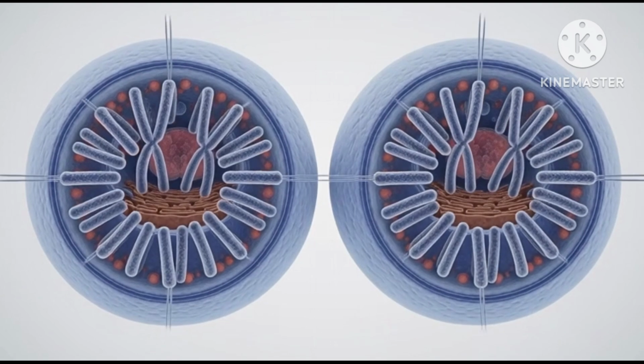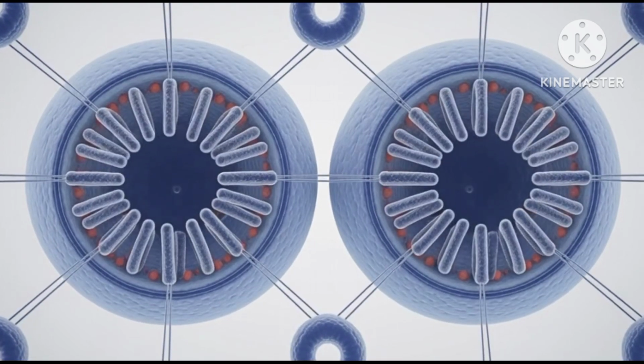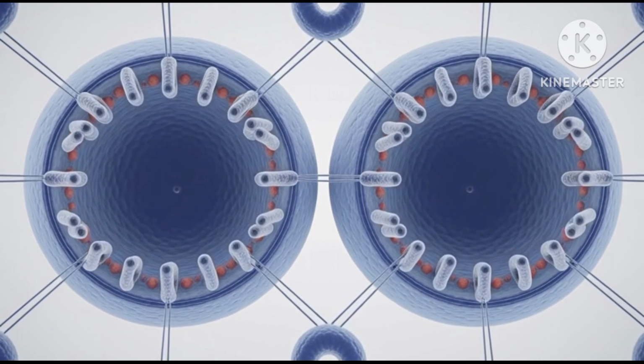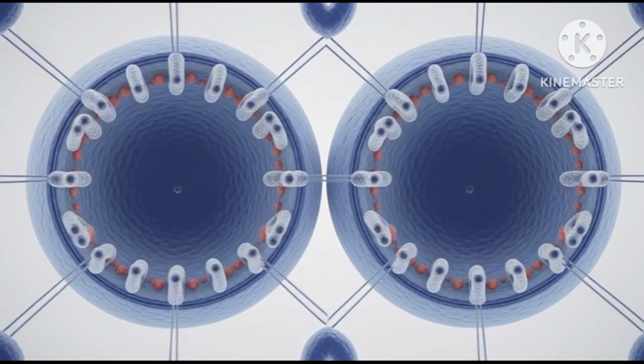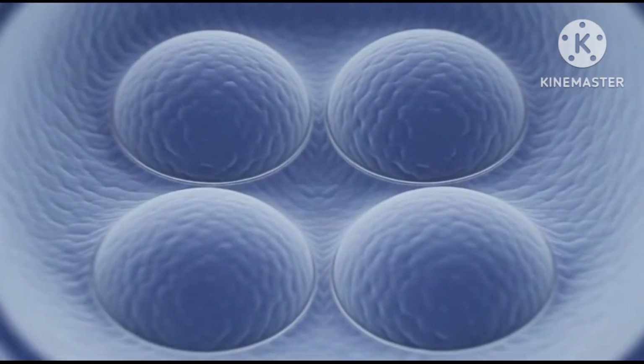By telophase I and cytokinesis, the cell divides into two haploid cells. Although these cells have half the chromosome number, each chromosome still consists of two sister chromatids. The second stage, Meiosis II, is similar to mitosis.